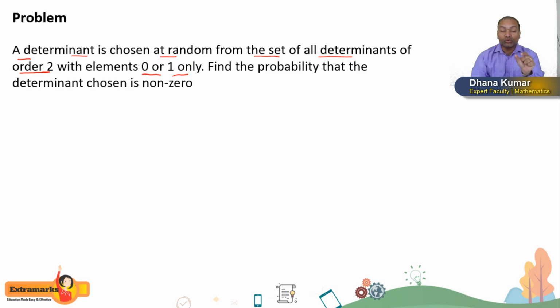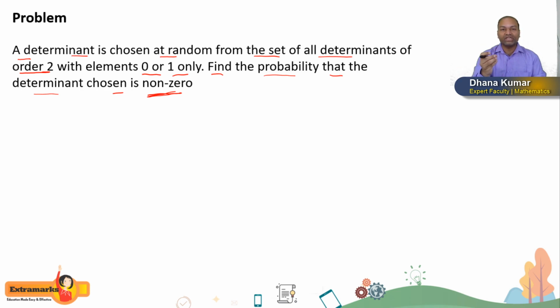In that 2 by 2 matrix, elements are what? Either 0 or 1 only. Fine. Then continuation, you see, find the probability that the determinant chosen is non-zero. Question understood? Determinant chosen is non-zero. Non-zero means what? Determinant answer not equal to 0. Okay? Right.